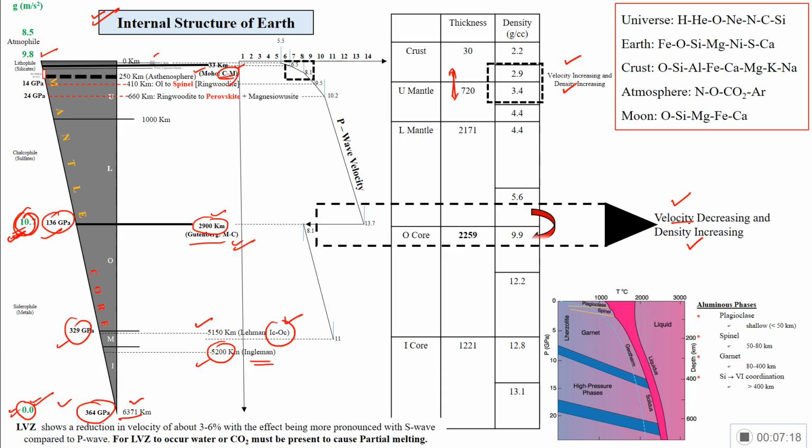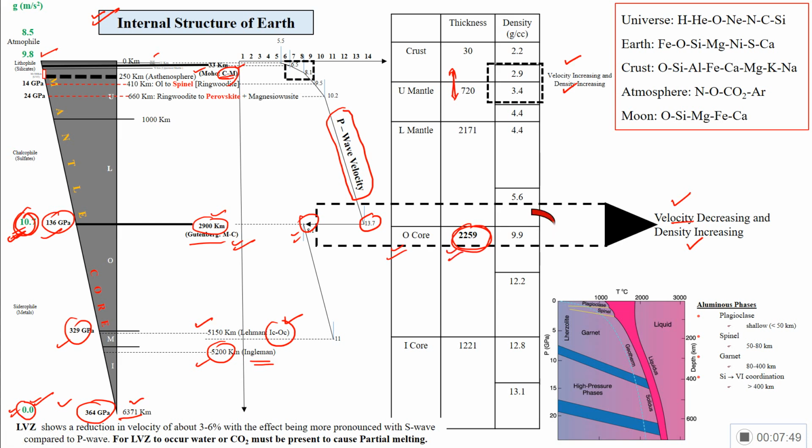Okay, after that, this is representing the value of your P wave velocity. You can see that P wave velocity is increasing. At this core mantle boundary, it is decreasing from 13.7 to 8.1. It is the value given in the question also. So these are very important. And you can see that the outer core has the maximum thickness compared to all the others.